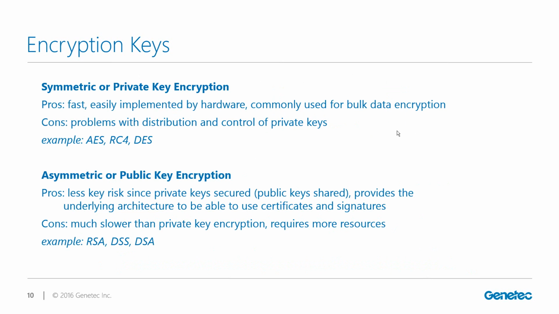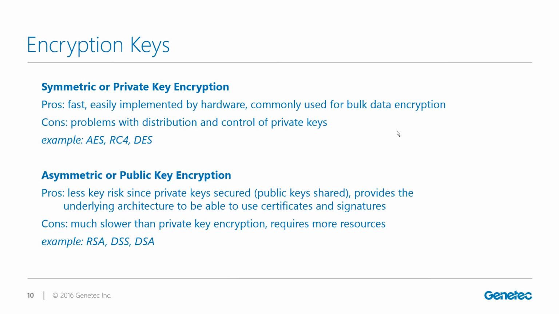So a few pros and cons for both. Symmetric, also known as private key encryption. Pros for that, it's very fast to do, so it's fast to actually do the encryption. It's easily implemented by the hardware, which means that it doesn't take a lot of resources to do. And this is commonly used for bulk data encryption. So if you have a lot of information that's going back and forth, you don't want to slow this down so much, so basically, you're going to use your symmetric encryption for that.